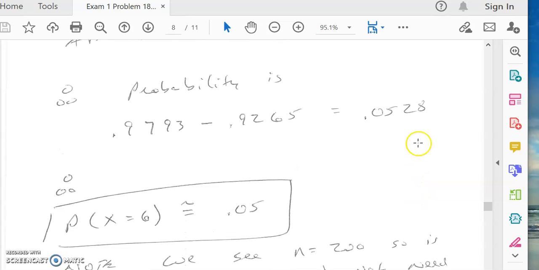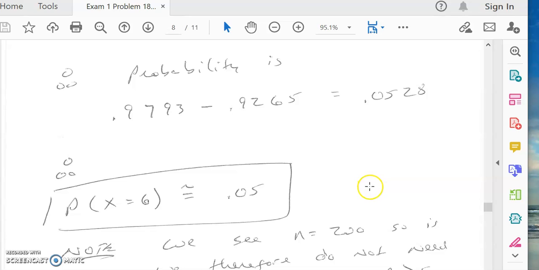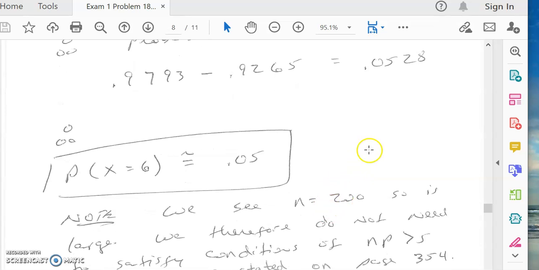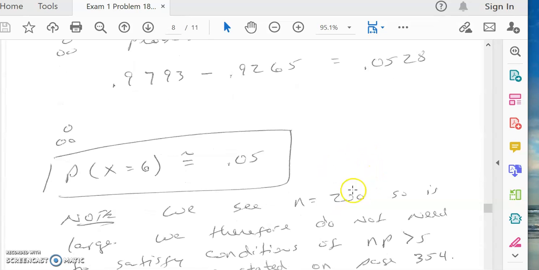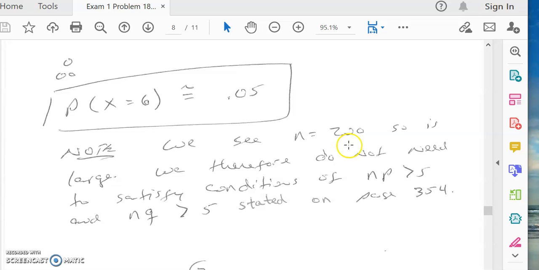We round that off to 0.05. And that's the answer. So approximately, and as you can see, it's a pretty good approximation. The probability is 0.05, and that's the correct answer. So that's the probability of getting x equal to 6 using the normal approximation.